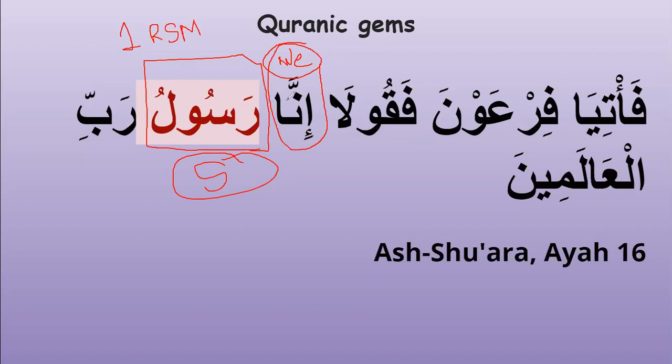In normal Arabic, it is supposed to be Rasuluna or Rasulani, basically Inna Rasulani, because for two we use dual, right? It's supposed to be Inna Rasulani Rabbil Alamin. But Allah never used this. Allah used Rasulu. Why?